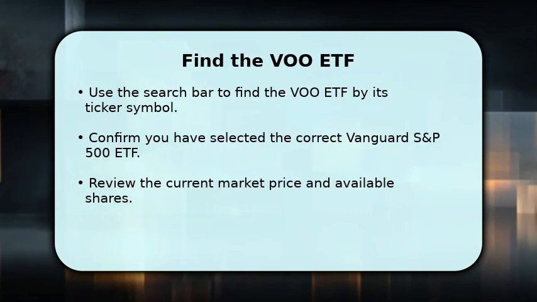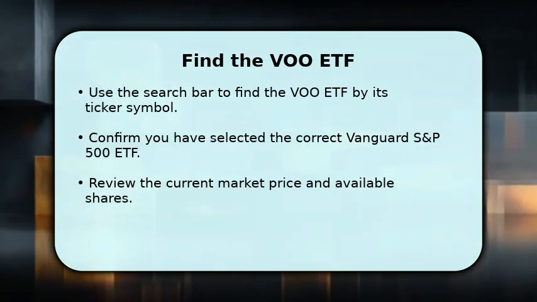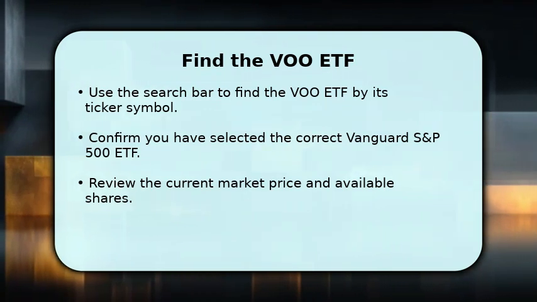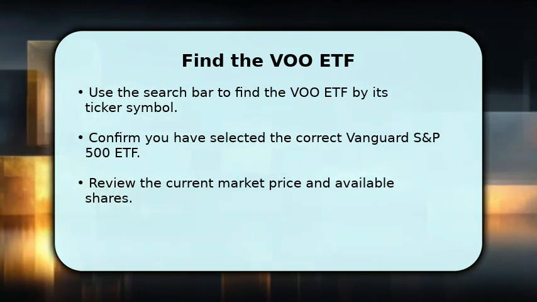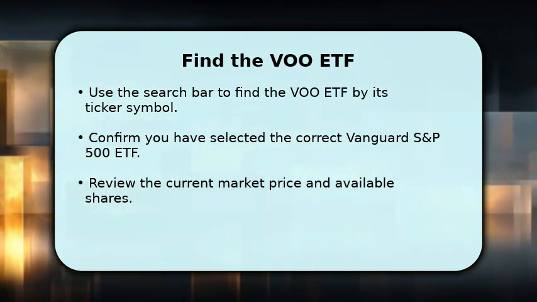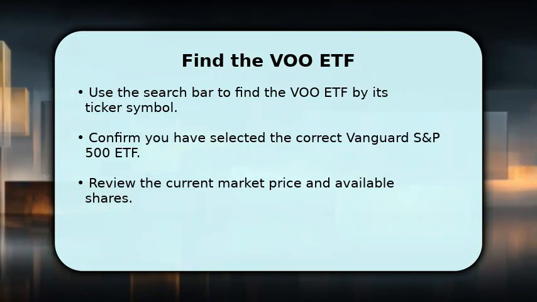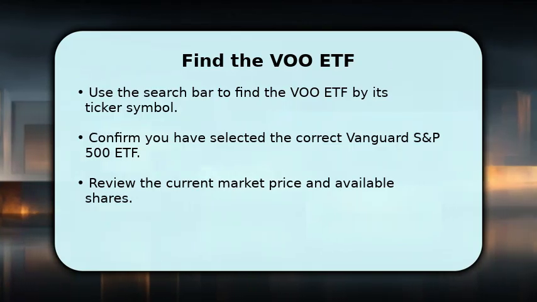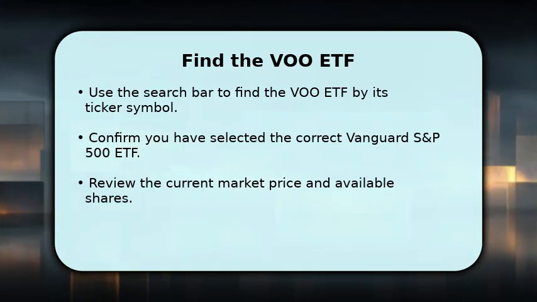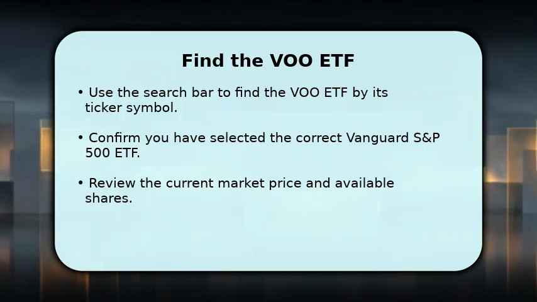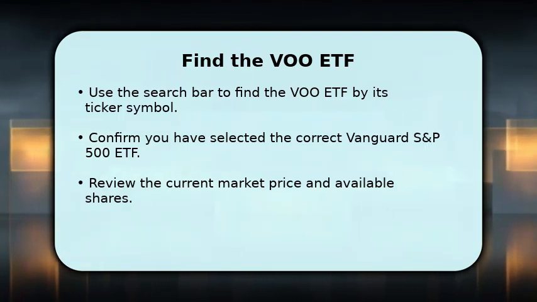Once in the buy and sell area, you'll need to find the VOO ETF. Use the search function and type in VOO to quickly locate it. Double-check that you've selected the Vanguard S&P 500 ETF, as there might be similar-sounding options. Take a moment to review the current market price and see how many shares are available for purchase.